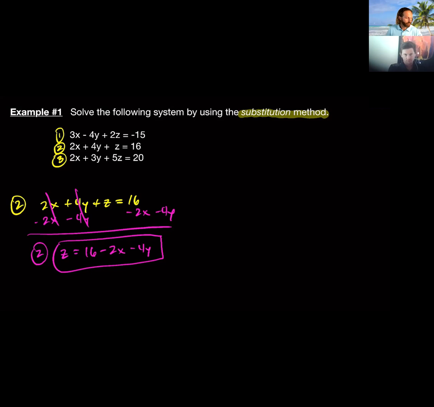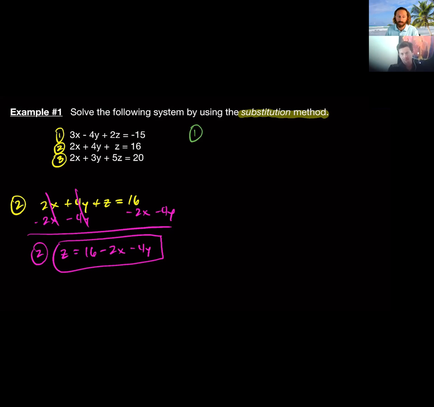Plug in one variable. Good. Where am I going to plug that in? For Z, one or three, I guess. Yeah, very good. To the other two. Okay? Because we can't, and this is why I like to number them or name them, right?